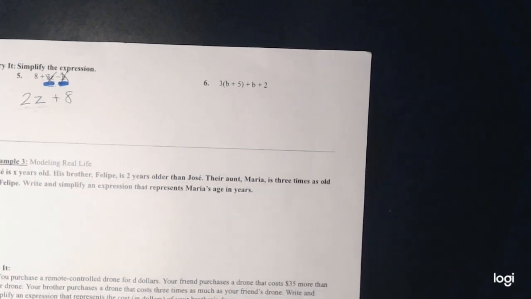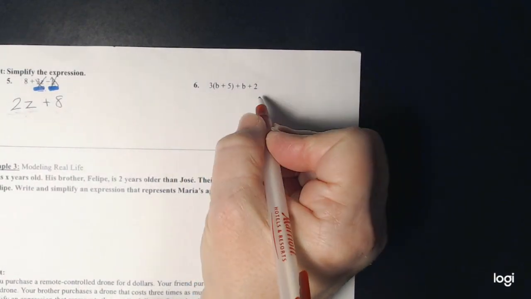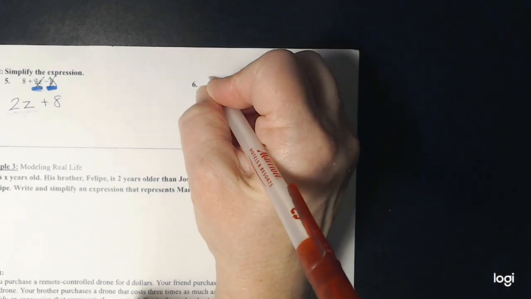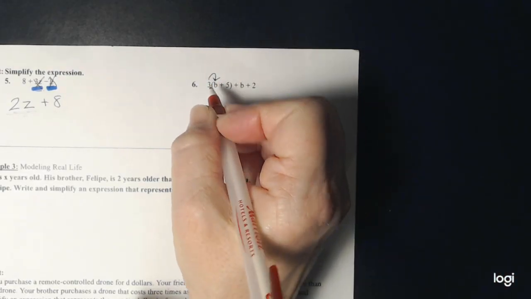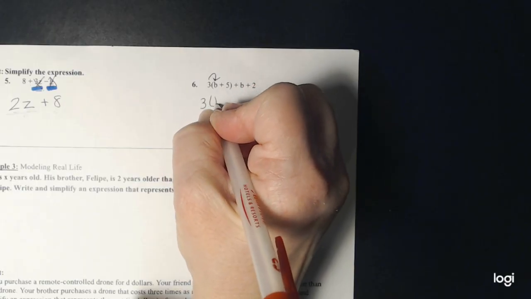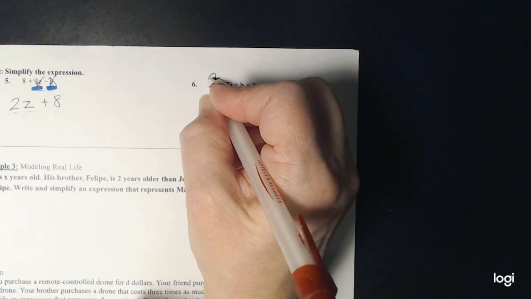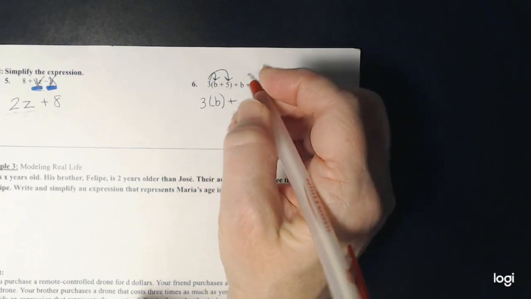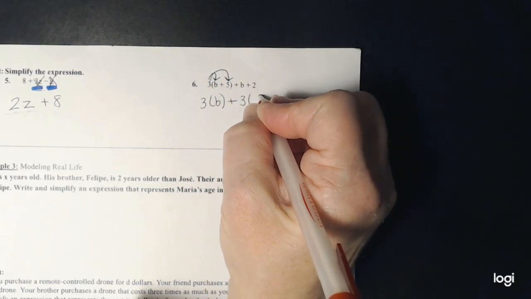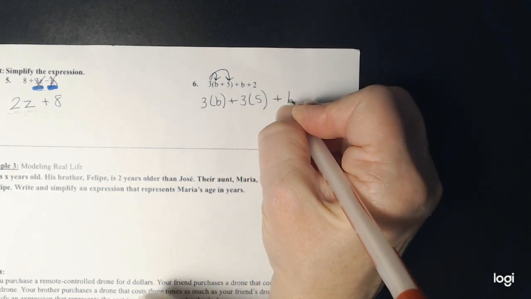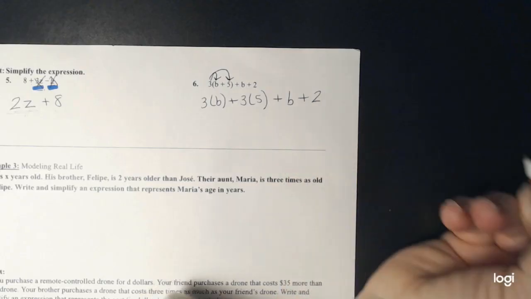All right, let's look at this last sample problem. Oh, looks like we can't solve it until we do our distributive property. Make our arrow. The arrow tells me to do 3 times b. I have a plus. Make another arrow, 3 times 5. So now I have to write 3 times 5. Now I get to copy everything else down, plus b and plus 2.